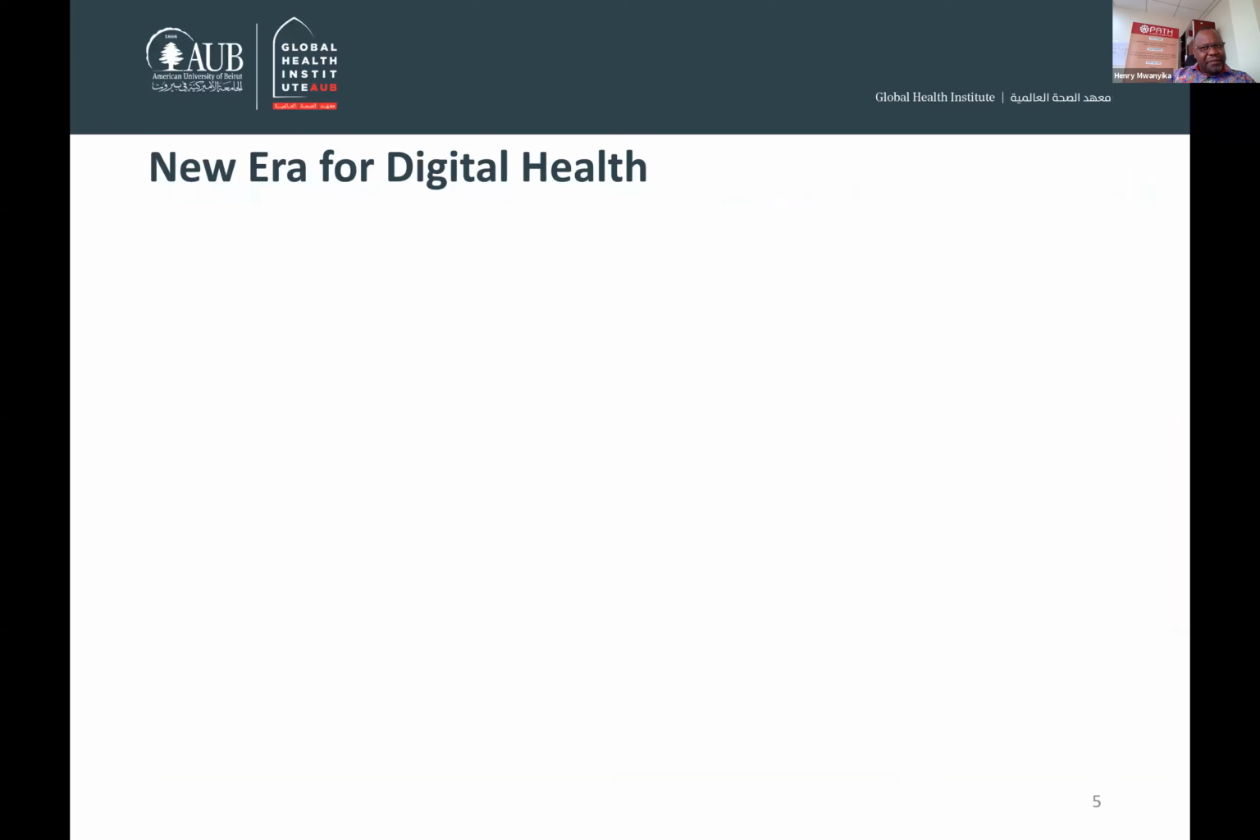We've seen a lot in the past the word digitize, which is a process of changing from analog to digital. So in the past, when we collected data from our service delivery points and sent them to higher levels for data entry, we digitized paper records and made them digital. So from analog, which is paper, to digital.